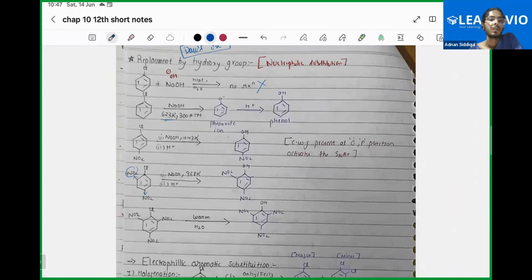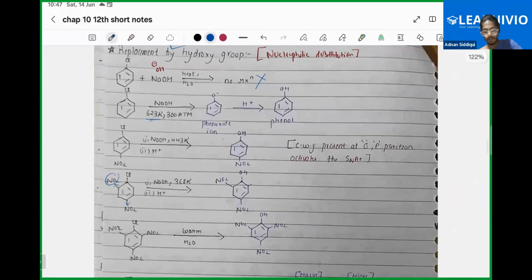Okay, so what I have written over here, try to spell it out for me. The sentence I have written: the EWG present at ortho and para position activates the... So what is that?